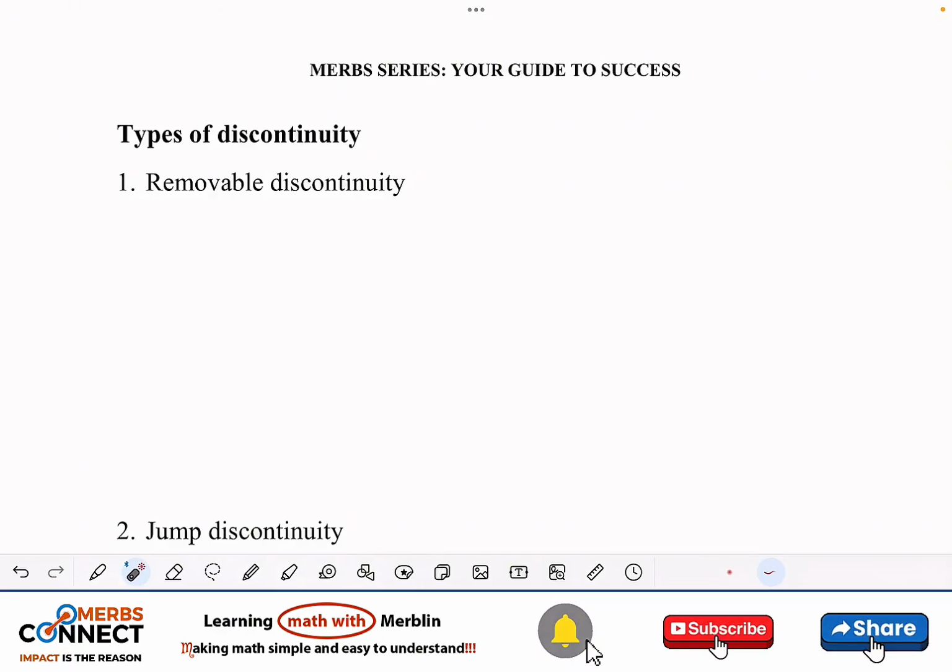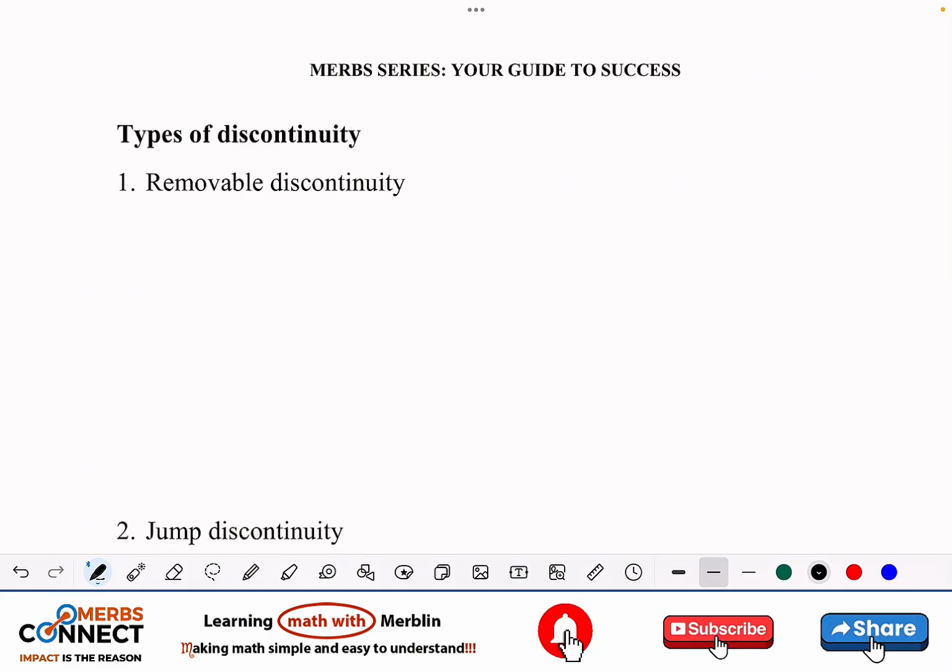So, we are talking about limits, and we talked about continuity and discontinuity in the previous video. Now, we want to look at this type of discontinuity and how the graph looks. And then we go through some questions that go with graph sketching and getting your limit from a graph. Right. So the first one is removable.